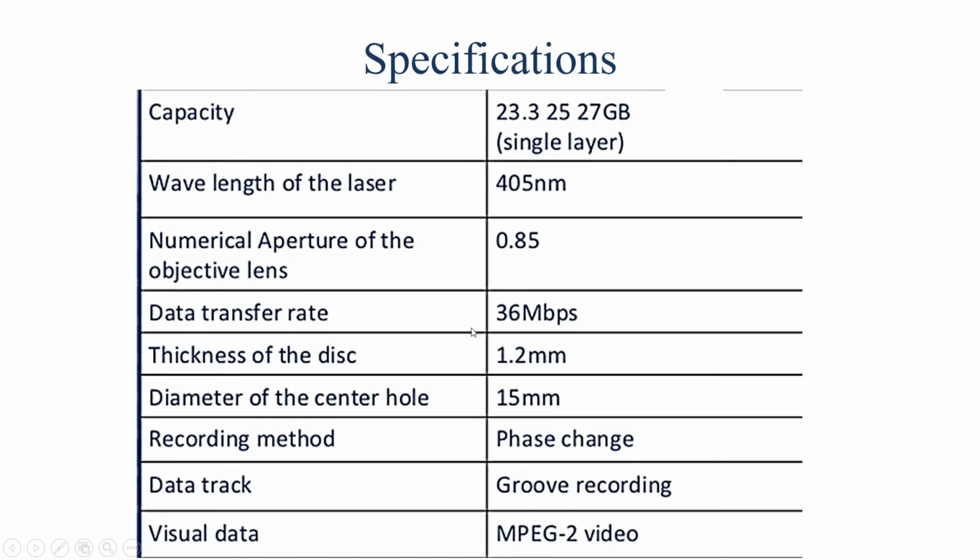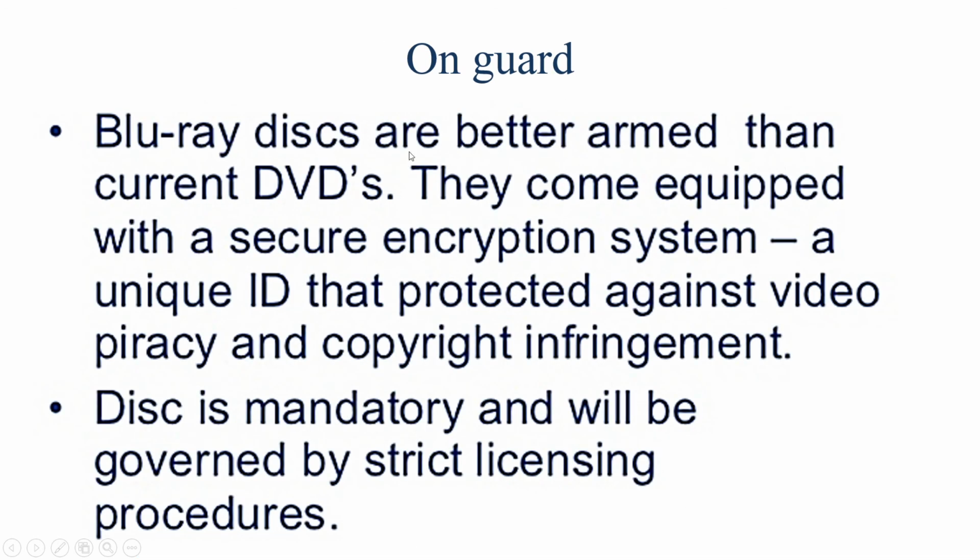Specifications, as we have already seen, so I will not spend much more time on this one. Storage capacity: wavelength is 405 nanometer, numerical aperture we have seen, data transfer rate 36 megabits per second. Recording method is phase change, data track is groove recording, and video data is MPEG-2 video. On guard, the Blu-ray discs are better armed than current DVDs. They come equipped with a secure encryption system and a unique ID that protects against video piracy and copyright infringement.